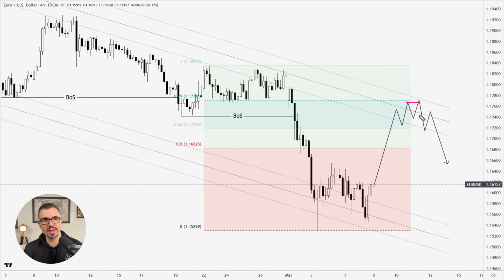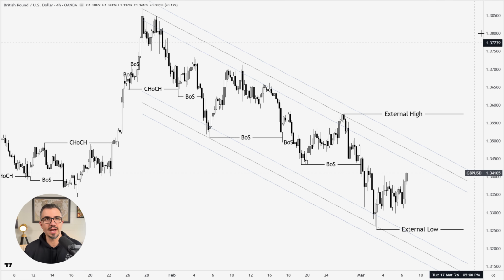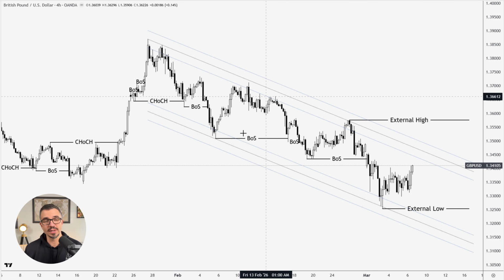Okay, so let's move on here to the pound. All right, so also very similar to the euro, we have this downtrend here with these lower highs and lower lows.